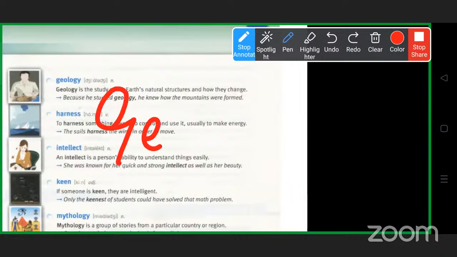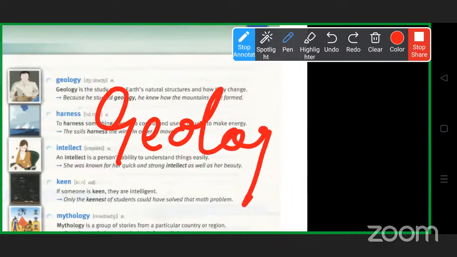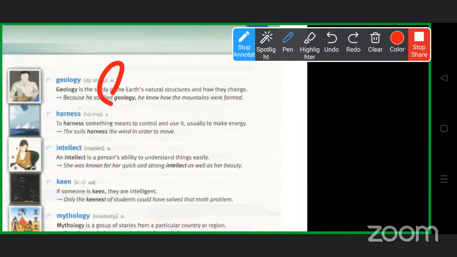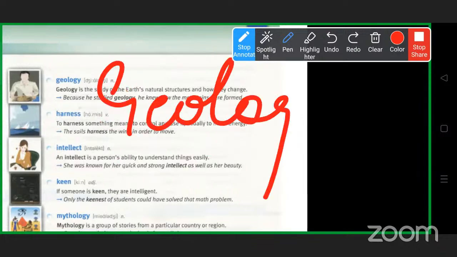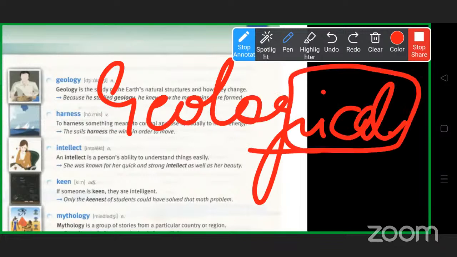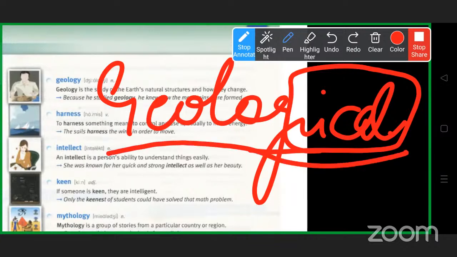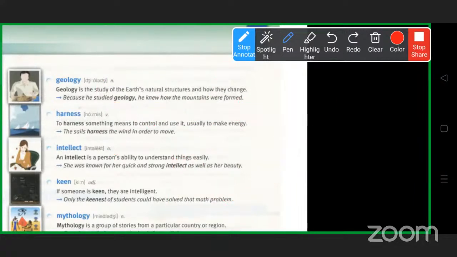Geology is a field of study, so it is the name of the study, and it will be a noun. But if I say geological changes, this place has seen geological changes, that means there are some changes related to the earth's crust or the earth's different formations and structures. So geological would be the adjective because it is ending with al. So remember that.